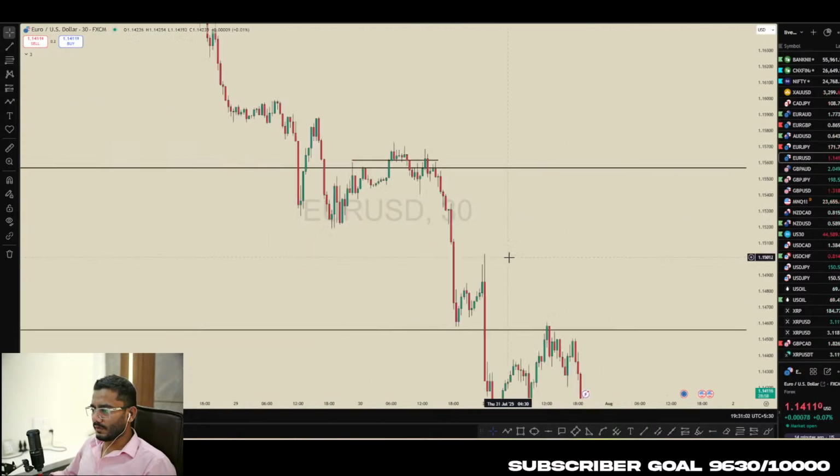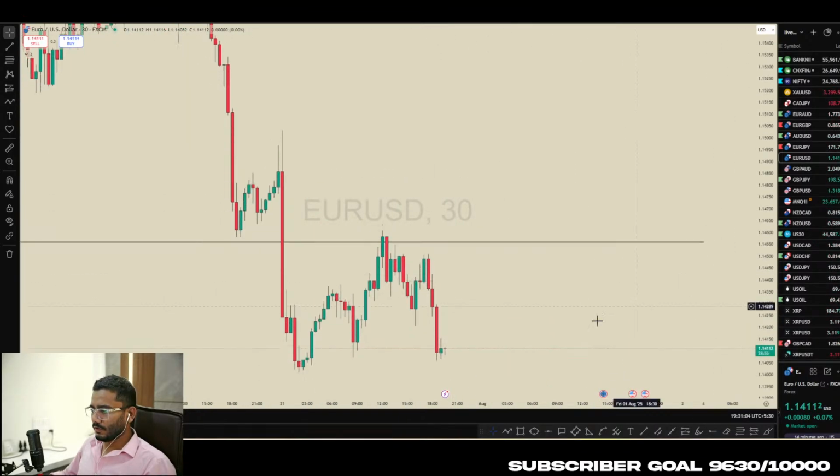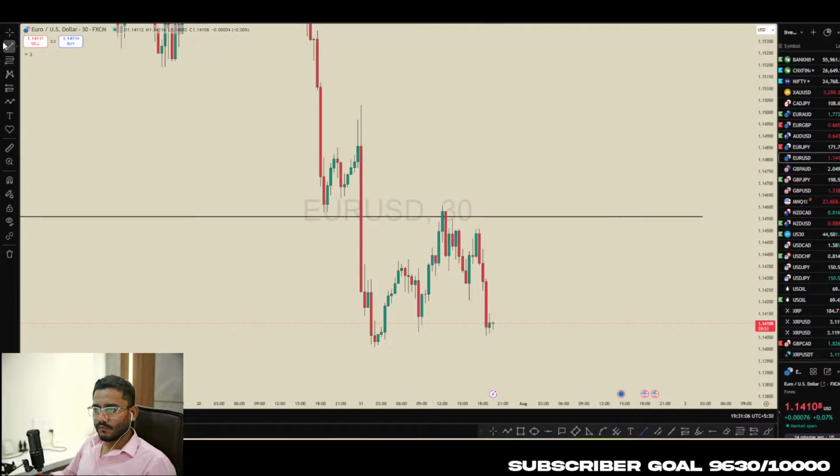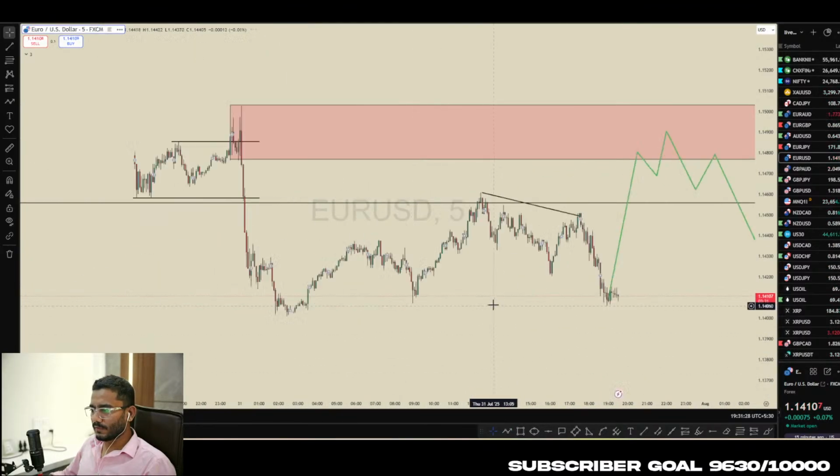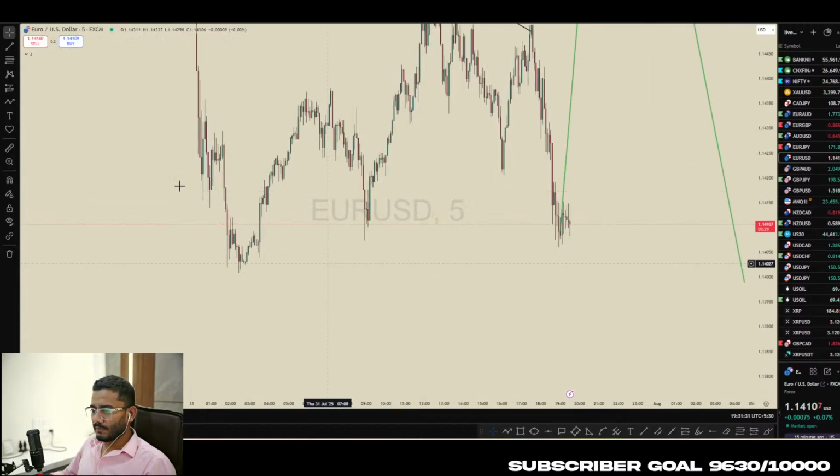If you go to 30 minutes, then we have this inducement and a breakout structure. So we can mark this as a POI. We can use this POI when price sweeps this trend line liquidity. Once price comes here, we can look for a change of pattern and then target these lows. Right now, price can react from this order block.